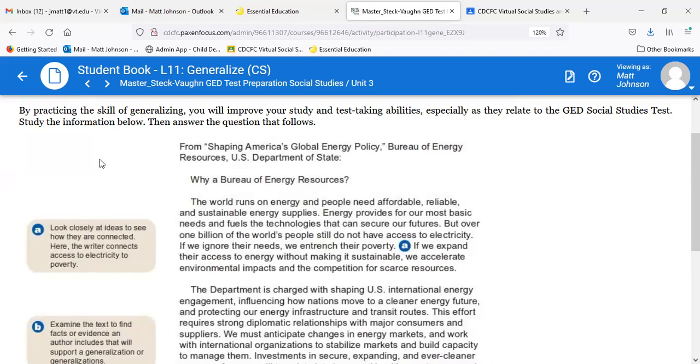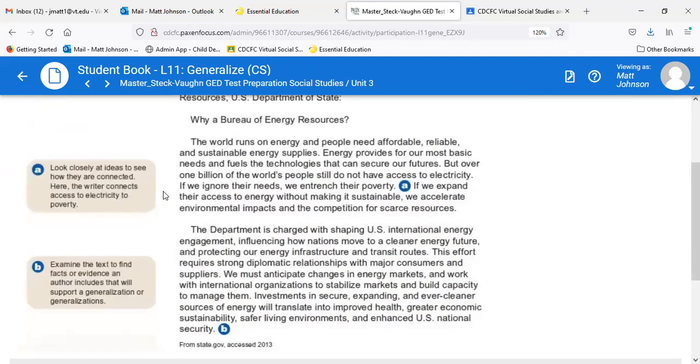But over 1 billion of the world's people still do not have access to electricity. If we ignore their needs, we entrench their poverty. If we expand their access to energy without making it sustainable, we accelerate environmental impacts and the competition for scarce resources. The department is charged with shaping U.S. international energy engagement, influencing how nations move to a cleaner energy future, and protecting our energy infrastructure and transit routes.